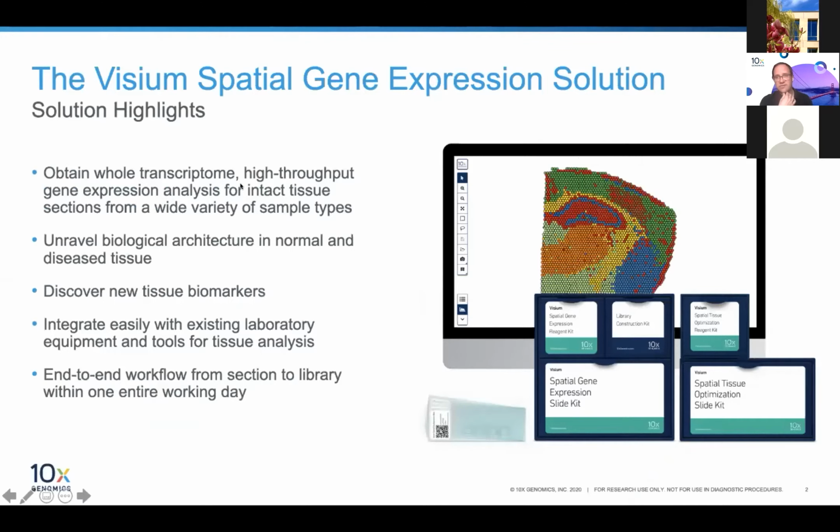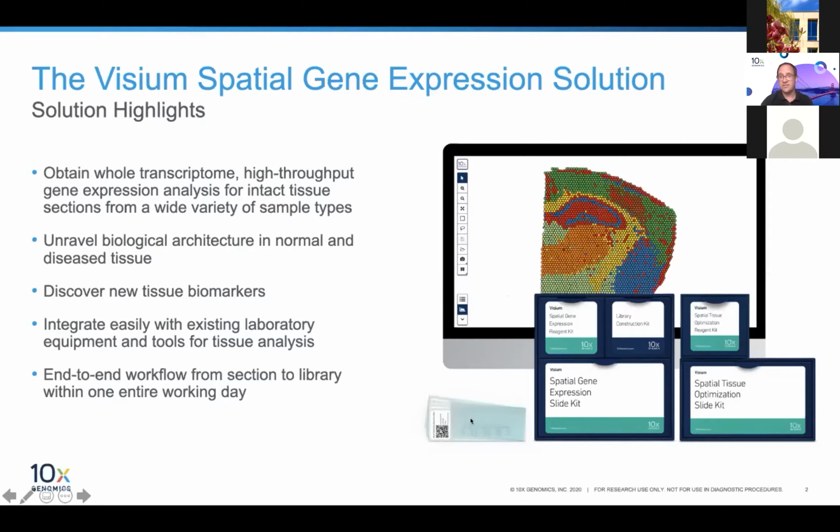For those of you not familiar, and I will move through this quite quickly, the Visium solution from 10x follows a fairly similar theme to when we do single cell analysis. We provide the reagents that you need to make a Visium library to look at spatial gene expression, and we also provide the software to do the analysis. So the Visium system is composed of the following components.